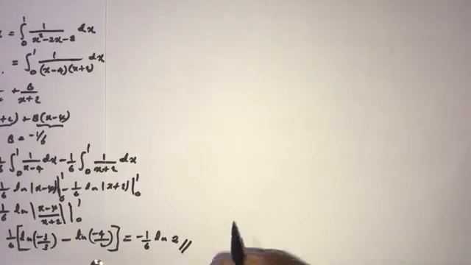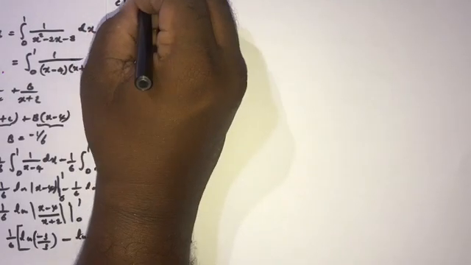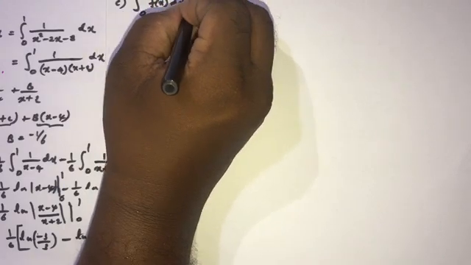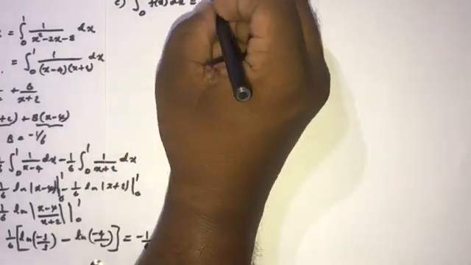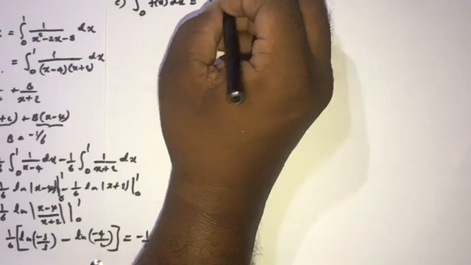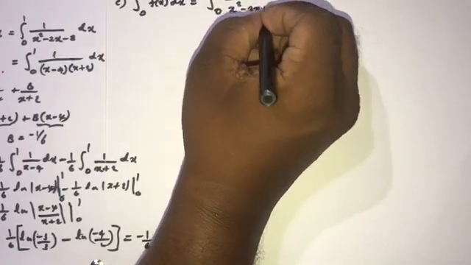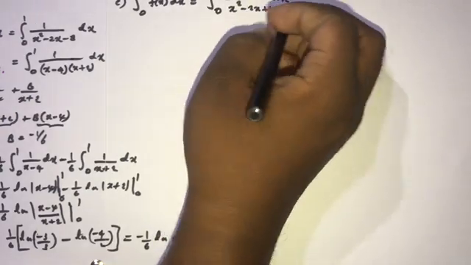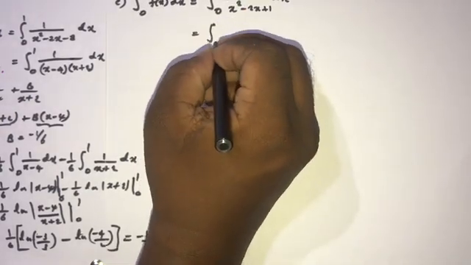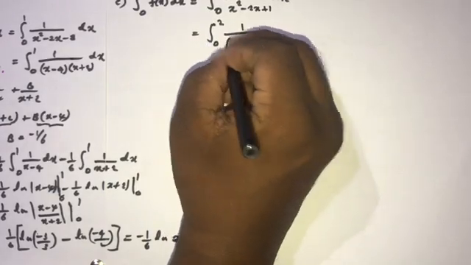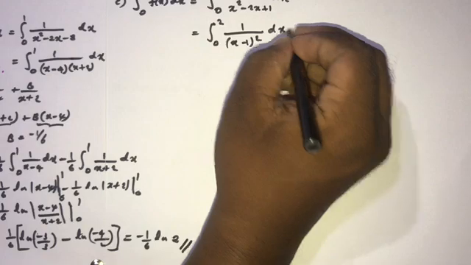Well, now part C. In part C we have to evaluate the integral from 0 to 2 of f(x) dx when k is equal to 1. So we can write this is equal to integral from 0 to 2 of 1/(x^2 - 2x + 1) dx. Now the denominator we can write (x-1)^2 dx.